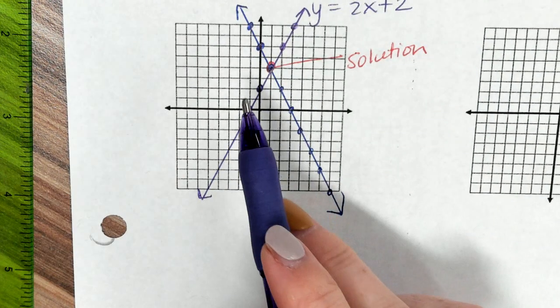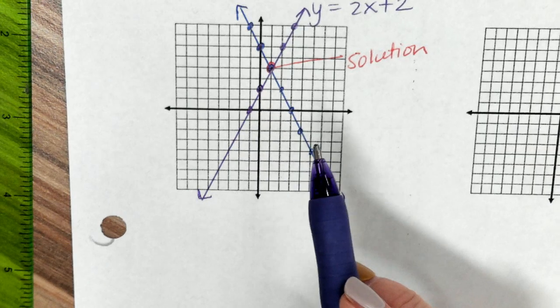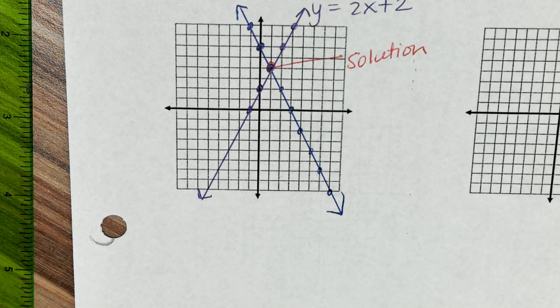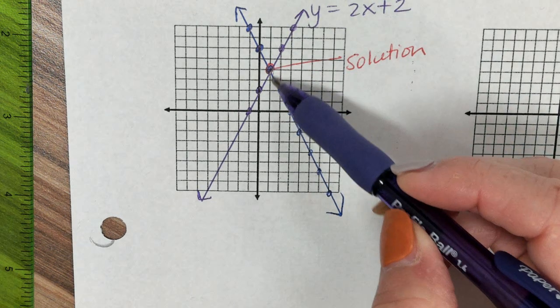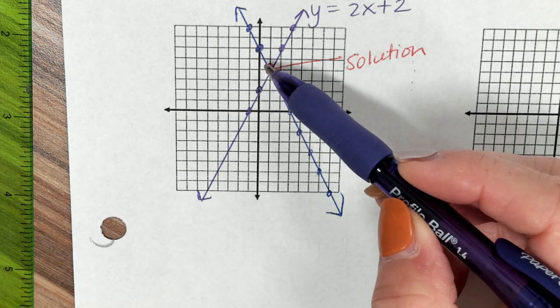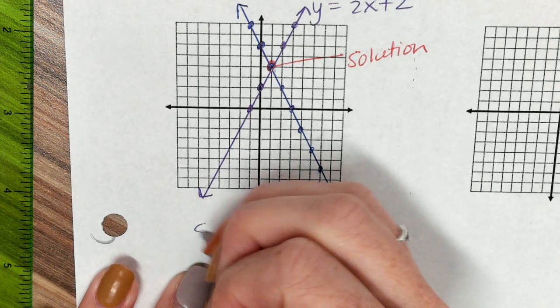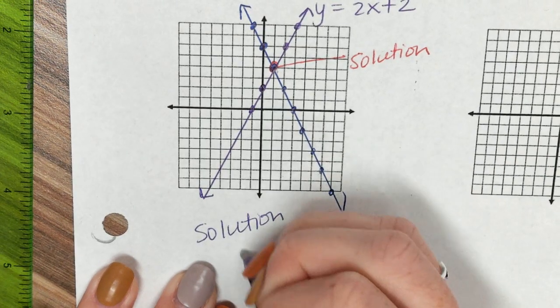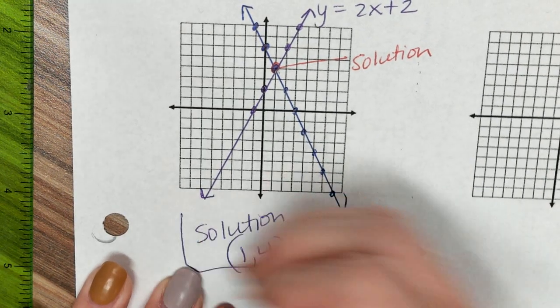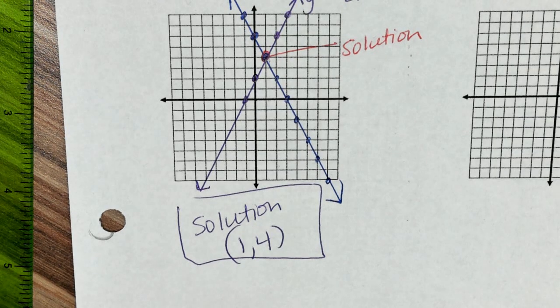And then I'm going to write my solution as a coordinate, an ordered pair. So where am I at on the x-axis? Positive 1. Where am I at on the y-axis? Positive 4. So my solution is positive 1, positive 4. Super easy.